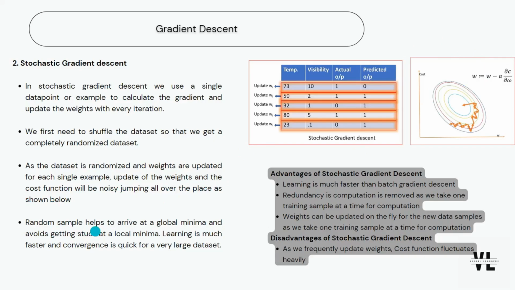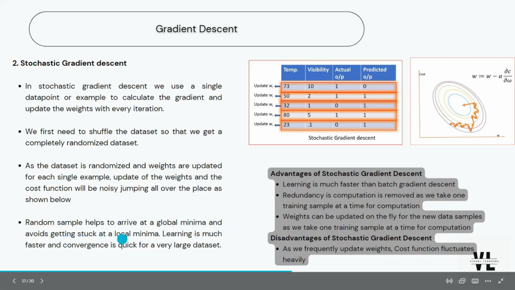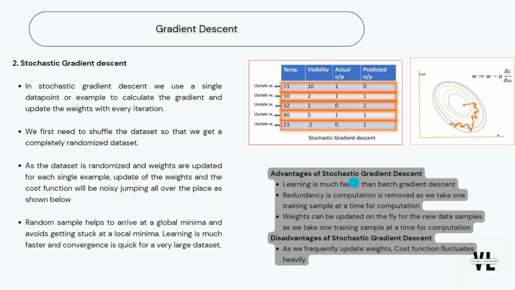And random sampling helps to arrive at the global minima and avoids getting stuck at a local minima. So random sampling helps us to find the global minima and helps us to avoid the local minima. So this is one method that we can use in order to escape the local minima so that we could find the global minima of the function.